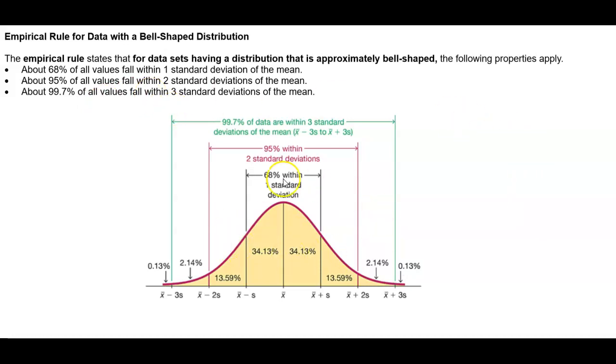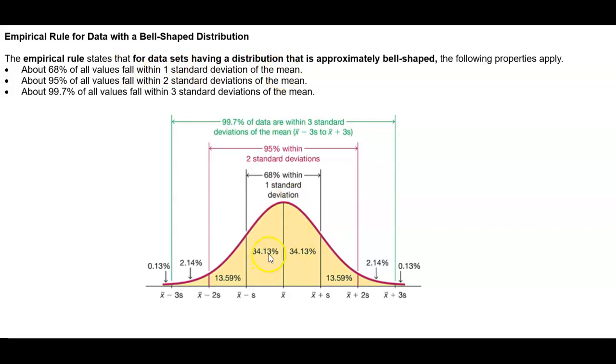So let's take a look at this graph because it's really important to understand this figure. Okay, so if you look down in the middle, we have our sample mean. Now, to the right of that is the sample mean plus 1 standard deviation. To the left of it is the sample mean minus 1 standard deviation. And again, if you come up here, it says 68% of all values fall within 1 standard deviation of the mean.